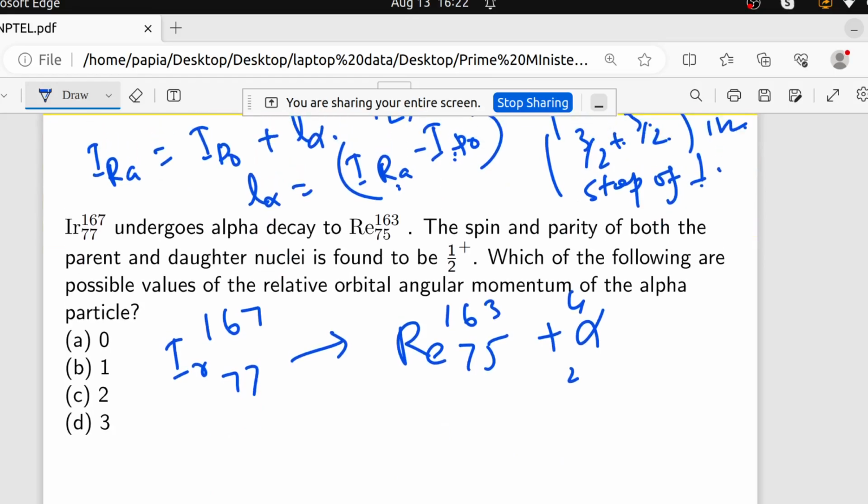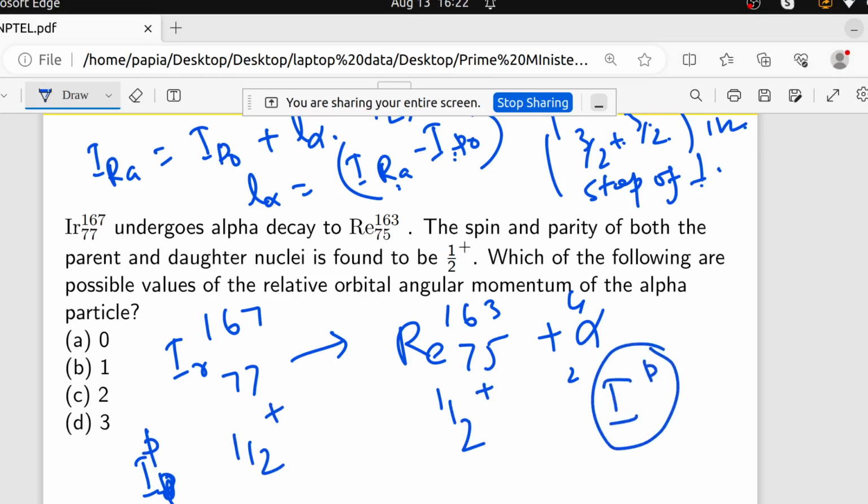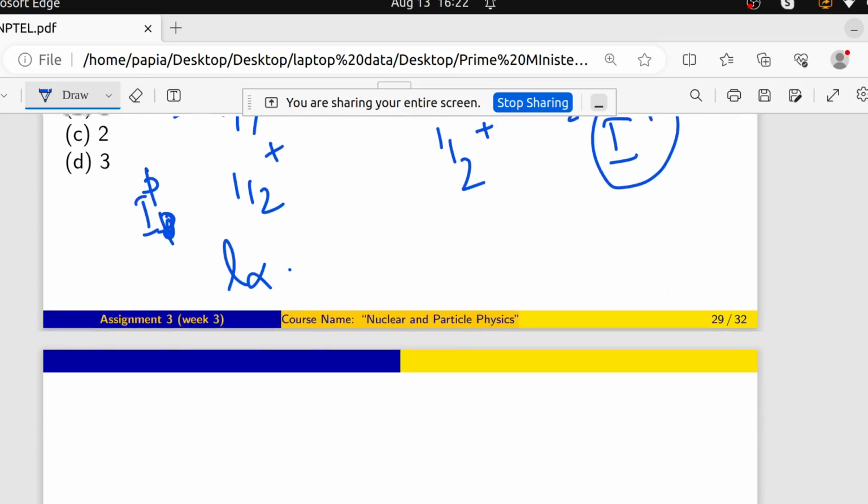So now they are asking about what? They are asking, IR is 77 167. Okay, so the IP value for IR is half plus, and for RE it is also half plus. Now they are asking what is the value of IP, or what are they asking? Okay, orbital angular momentum they are asking. The same question is there. So they are asking about the L alpha. So very similarly we will do that one.